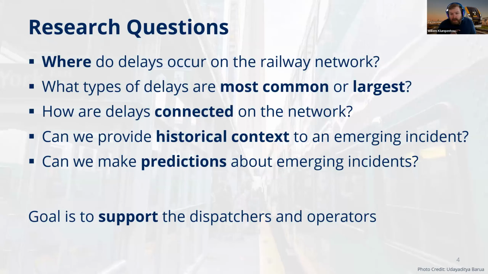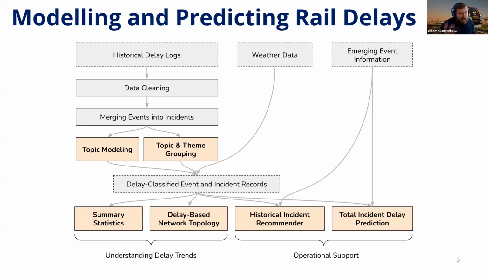So we wanted to learn a little bit about where delays are occurring on the railway network, some summary statistics, learning about what delays are most common or largest. We wanted to learn if there are connections between locations on the network in terms of delays. We wanted to see if we could provide historical context, a little bit of operational support, to users and also to make predictions about emerging incidents. So ultimately to see if we can support operations by providing a bit of additional information and nuance as well.